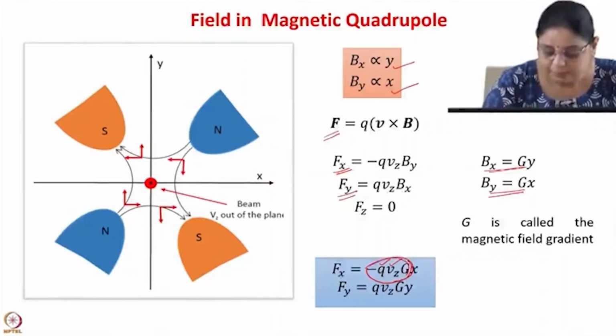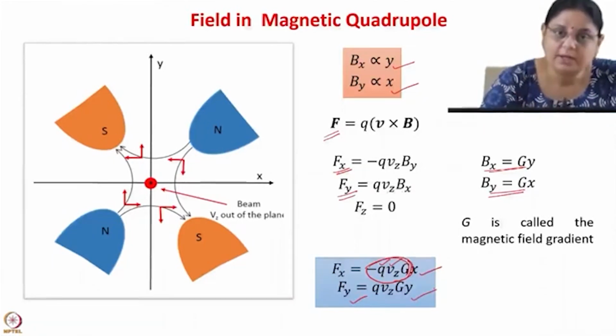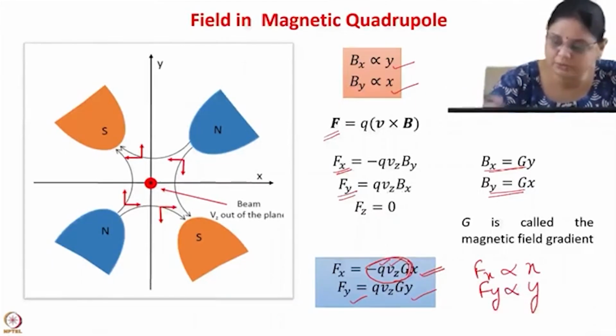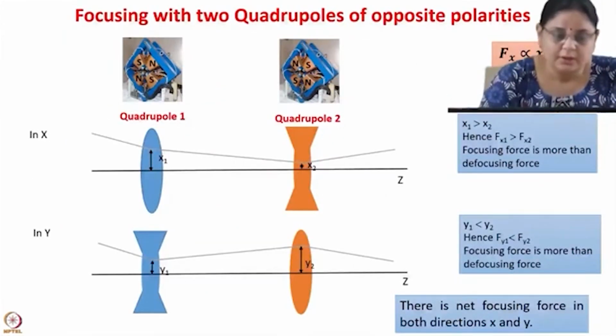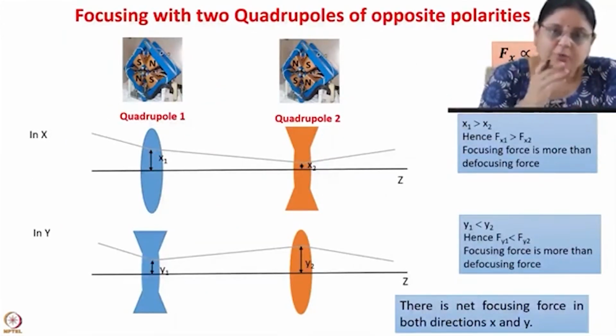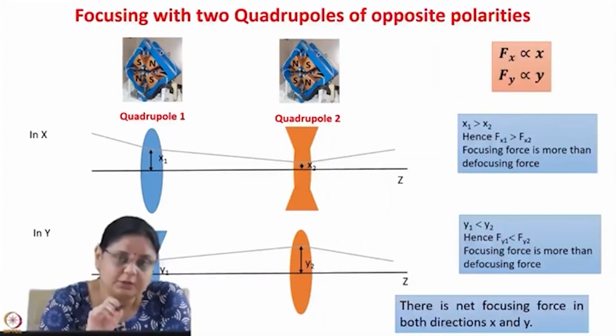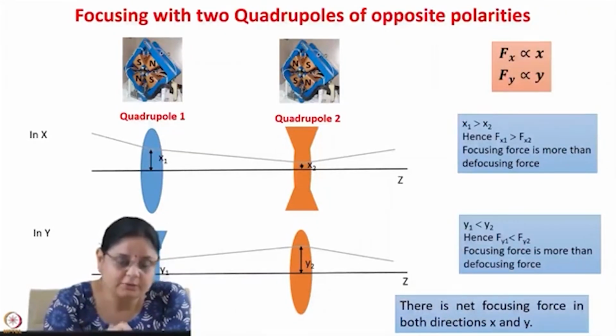So we see that the force is linear in x and the force is linear in y. So in a quadrupole, the force acting on the charged particle in the x direction is proportional to x, and the force acting on the charged particle in the y direction is proportional to y. So now let's see how to focus the beam in both directions, in x as well as y directions.